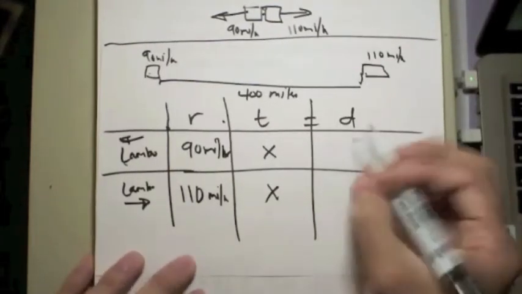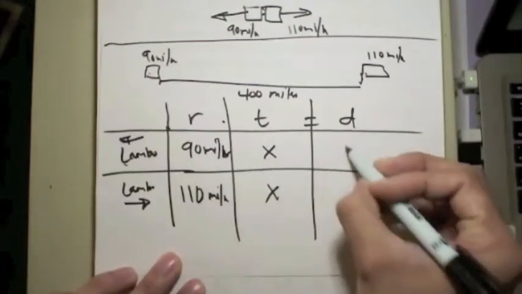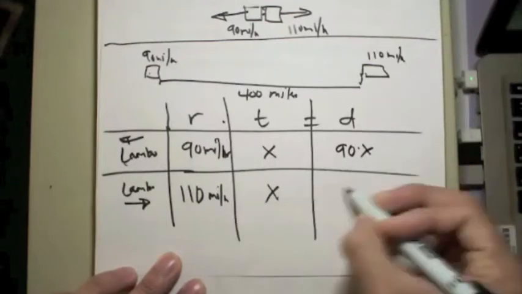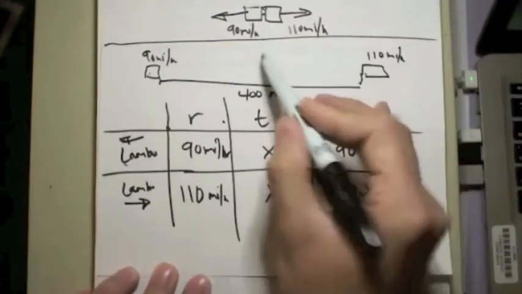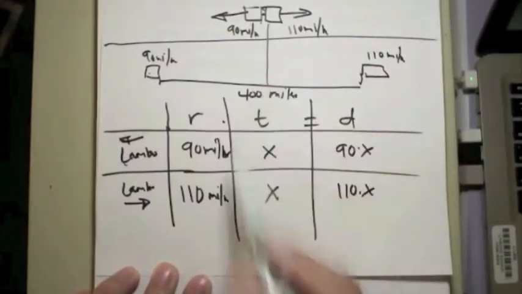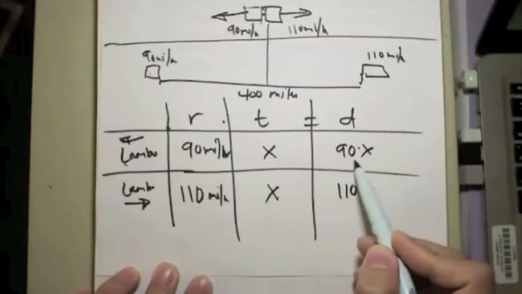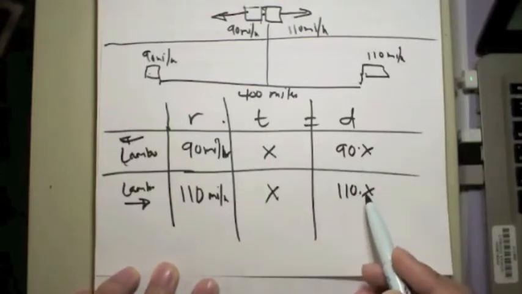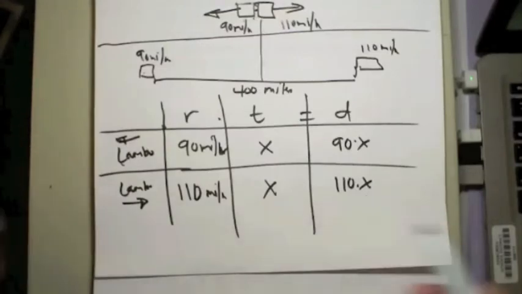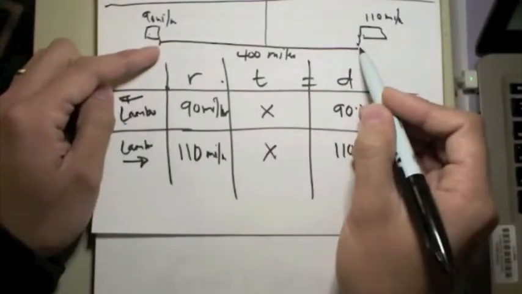Next up, distance. We know that to find d, we just multiply across, right? So it's going to be 90 times x, and this is 110 times x. And we also know that this is the distance covered by the Lamborghini going west. This is the distance covered by the Lamborghini going east. If you take the two distances added together, that will be the distance that they are apart, right?